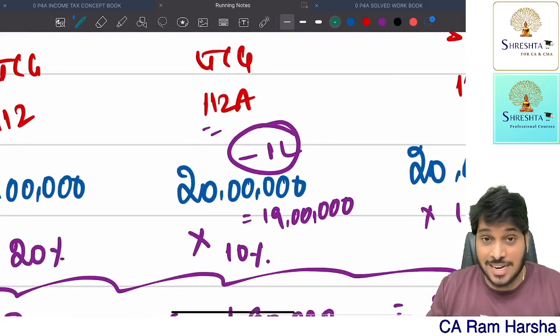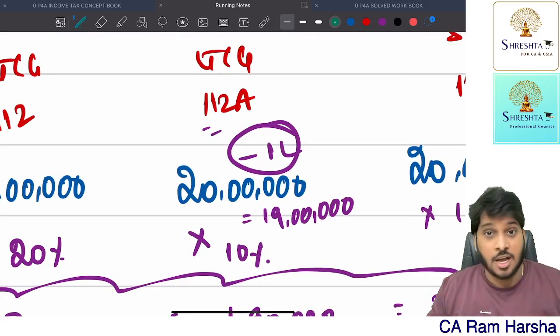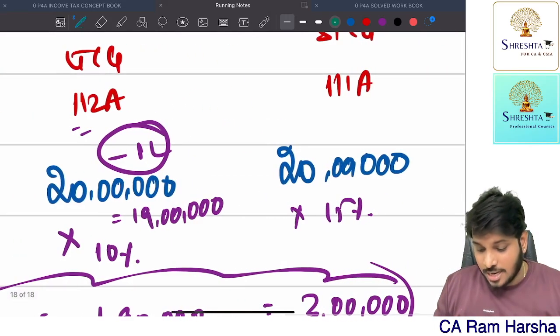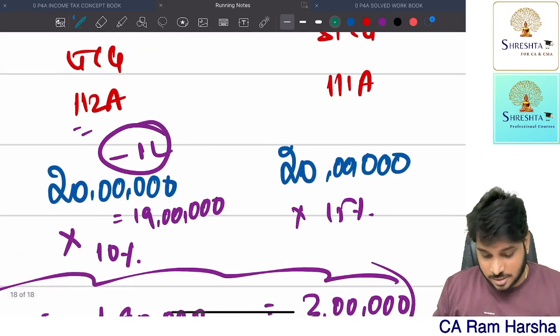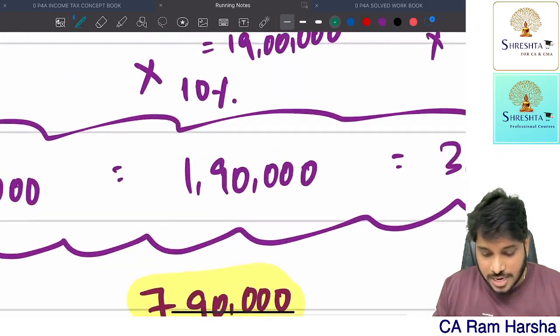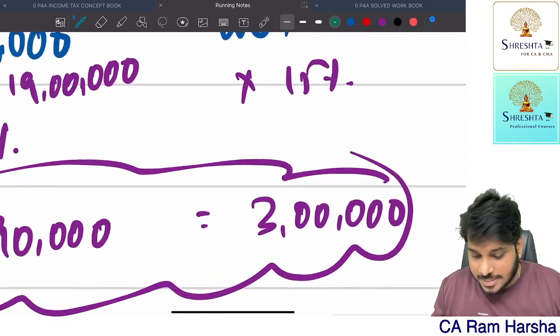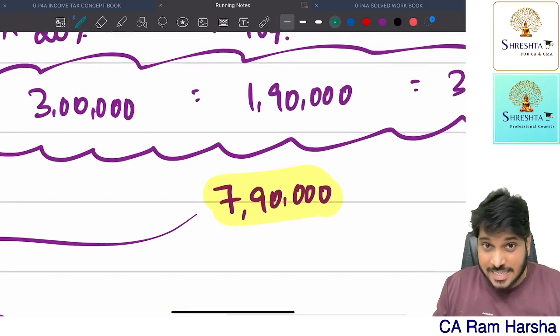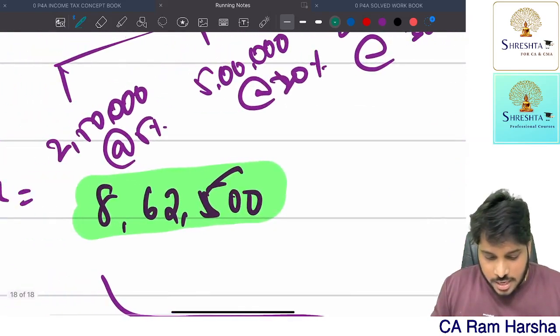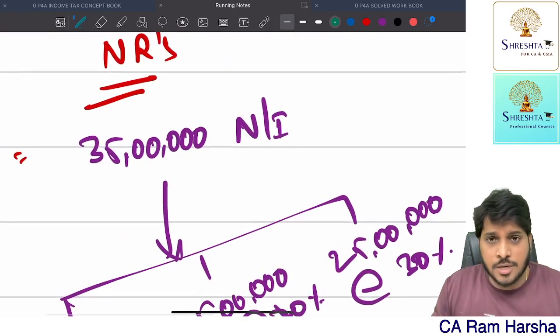How much is taxable under 112A? Income is 20, but taxable amount is only 19 lakhs because 1 lakh exemption is there. Then how much is short-term 111A? 20 lakhs. Now what is the tax rate? 15%. So tax amount is 3 lakhs. Now tax amount is 1,90,000. The tax amount is 3 lakhs. So what is the total basic tax on special rates? 7,90,000. Now the rest of the income, the balancing figure, is how much?